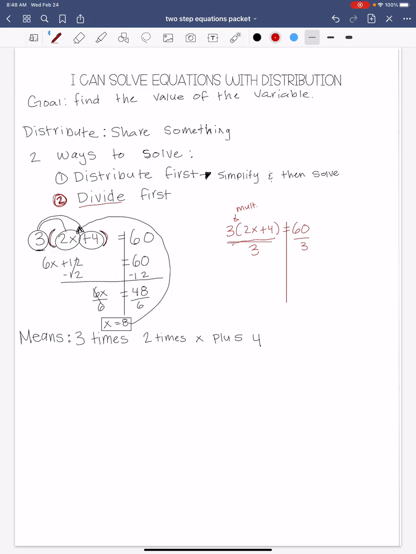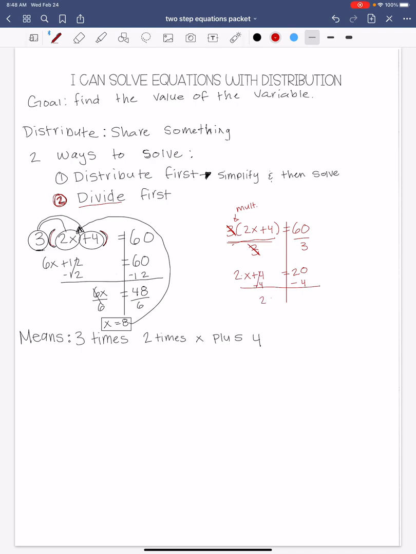When you do that, 3 divided by 3 is 1, so these 3's actually just cancel out, and you're left with 2x plus 4 equals 60 divided by 3 is 20. Now we can solve it like a two-step equation. We have multiplication happening right here, and then addition. So we're going to undo the addition with subtraction.